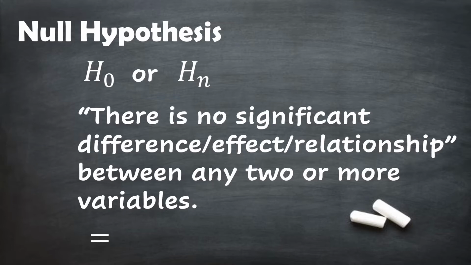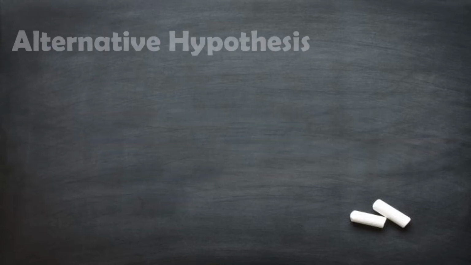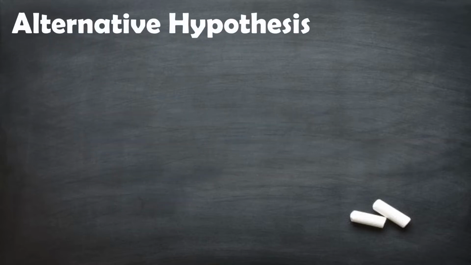We also have to take note that when we are talking about the null hypothesis, the mathematical symbol incorporated with it is the equal sign. Later on, I will explain why we incorporate the equal sign with the null hypothesis. Now, let's talk about the alternative hypothesis.